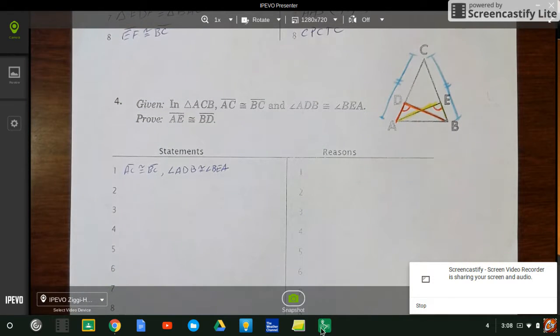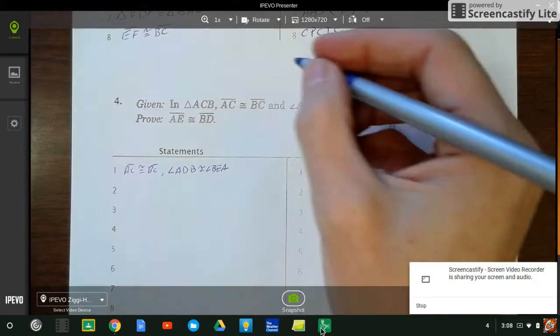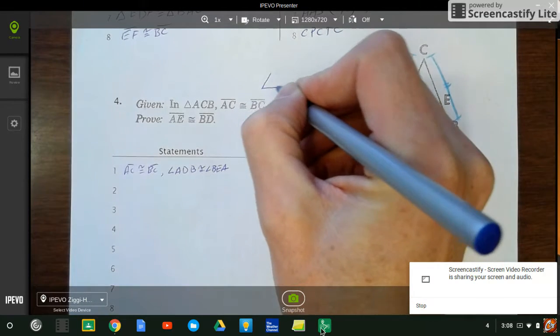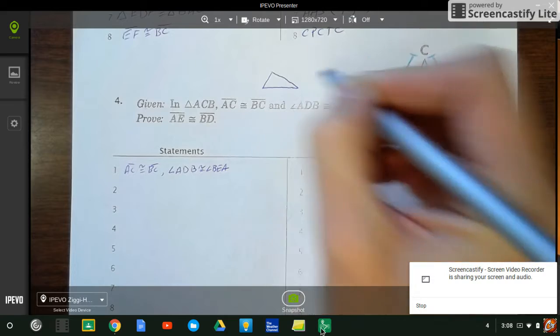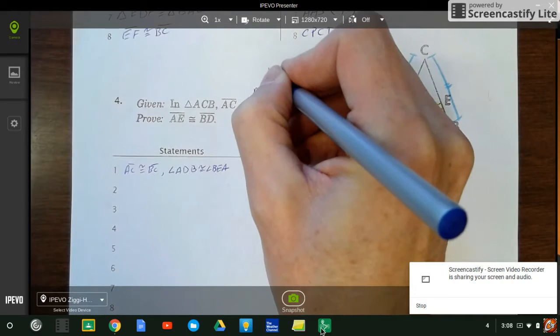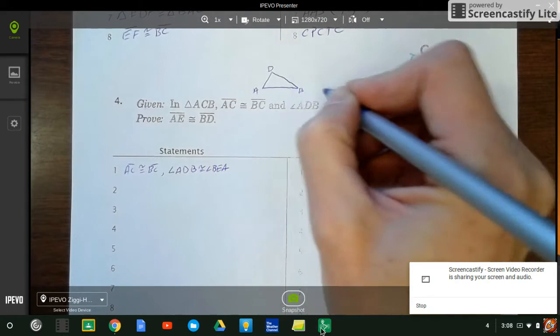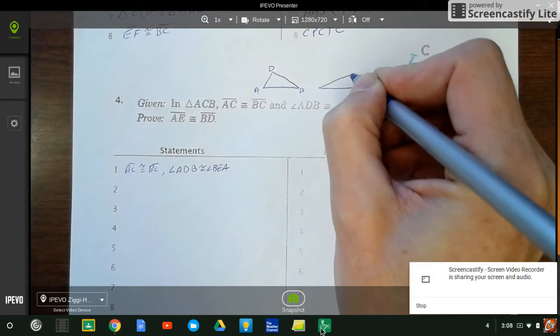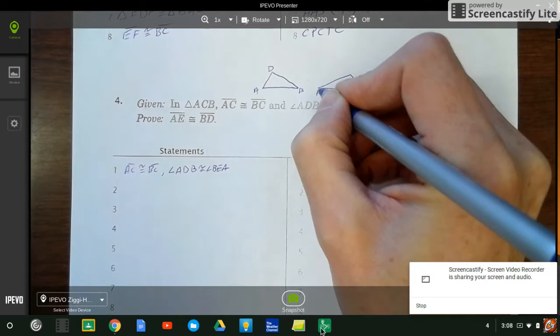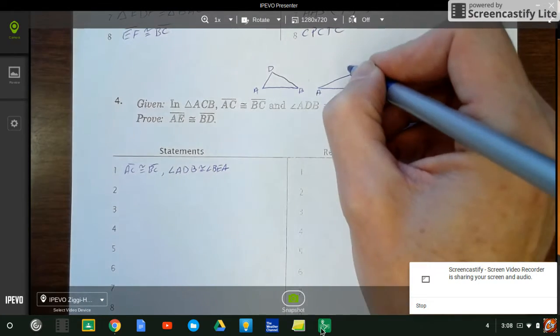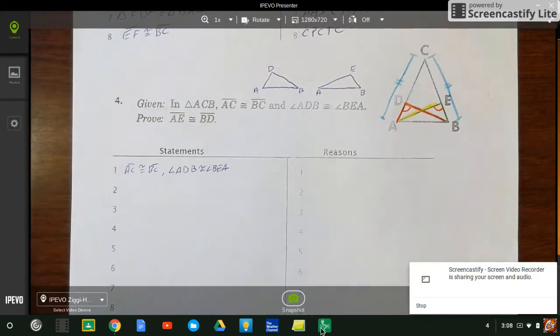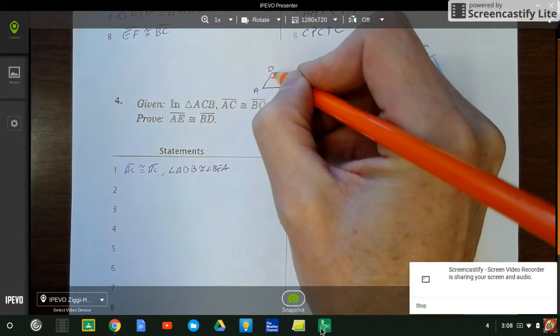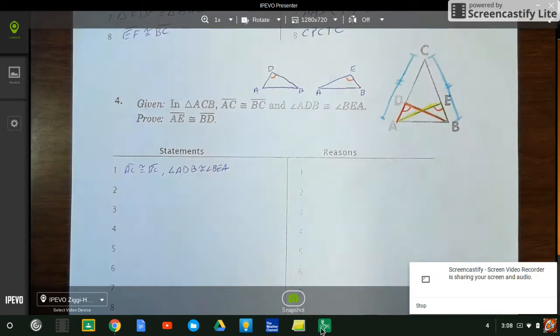Okay. Now I do want to draw these two triangles separately because they overlap like that. So maybe I'll go over here and I'll draw those triangles separately. Try to draw them in the same configuration. A, D, B. And the other one is A, B, E.